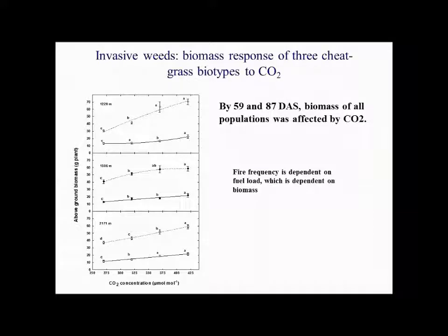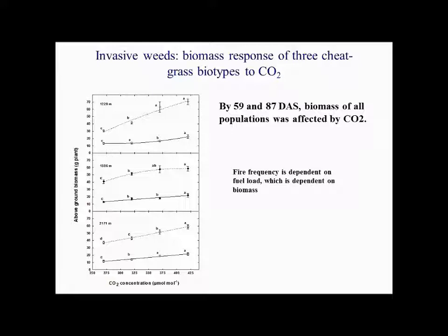So basically, here are the 3 different cheatgrass biotypes. The x-axis is showing the above ground biomass, grams per plant, and the 4 CO2 concentrations: 270, which is pre-industrial, 310, which is the beginning of the Mauna Loa curve, 370 or so, which is when we did the experiment, and around 410 or so, which is the current CO2.